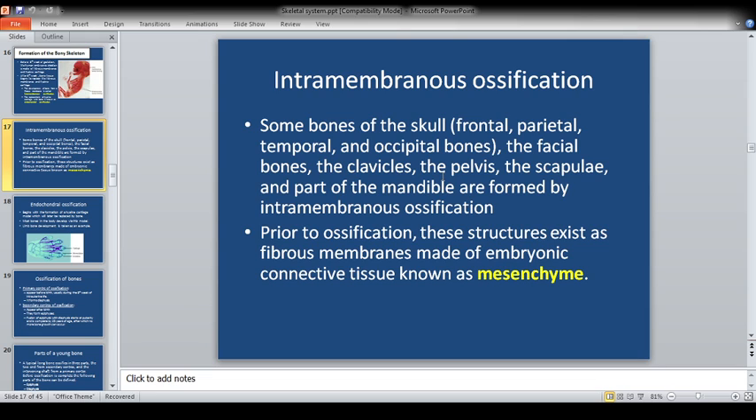Ossification is the maturation of bone tissue, the formation of the bone. Prior to ossification, these structures exist as fibrous membranes made up of embryonic connective tissue that is known as mesenchyme. Now, this point is very important from an examination point of view. So you could be asked that bones are derived from dash dash. The answer would be mesenchyme. Mesenchyme is the progenitor structure, or the fetal structure, from which bones, cartilage, etc. are derived. So remember mesenchyme. This is a very important point.